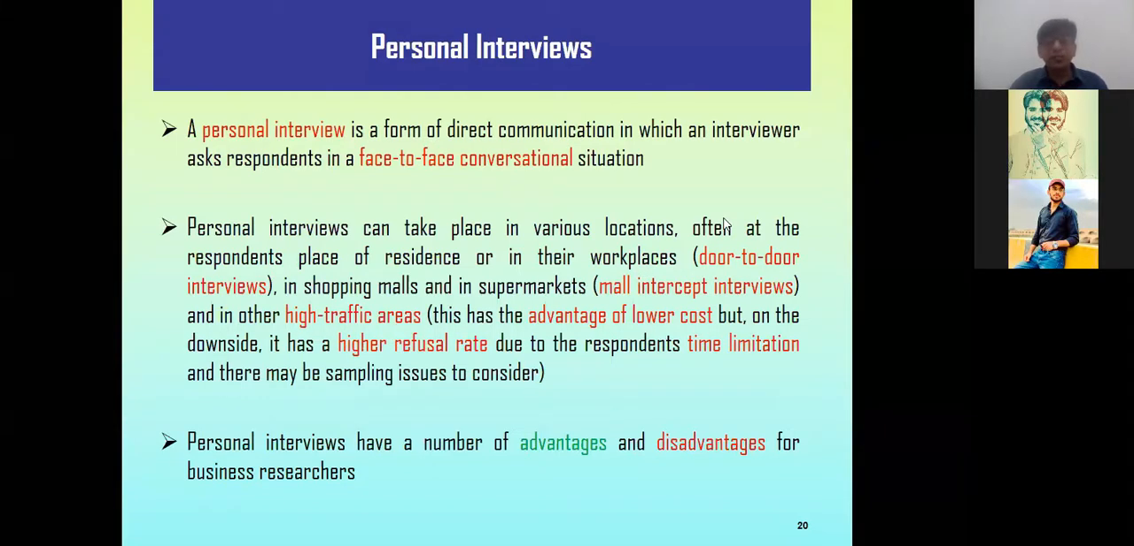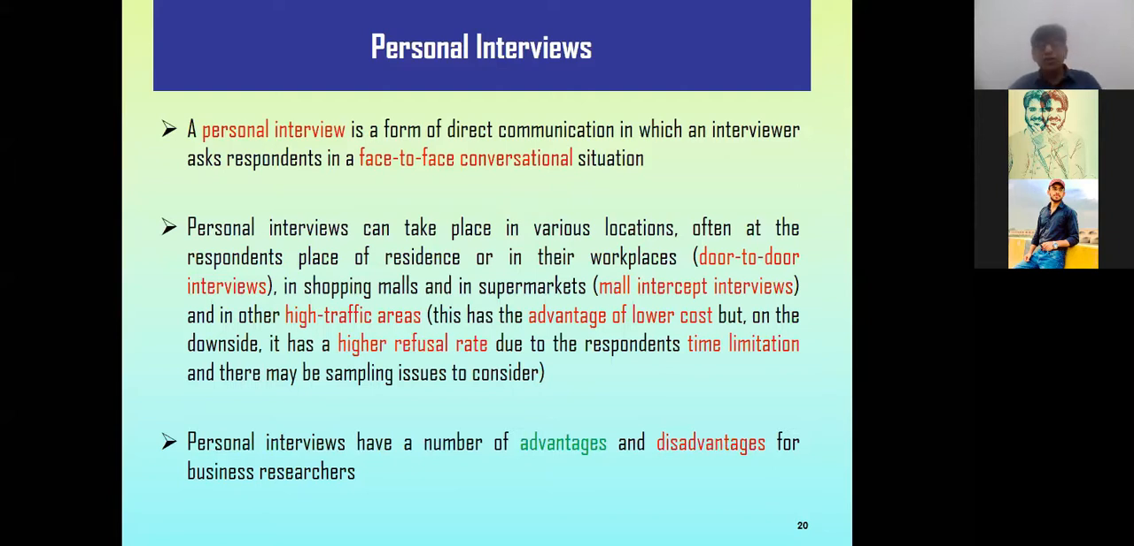There was some interruption because of the internet connectivity. So now there are three interview settings: door-to-door interviews, mall intercept interviews, and interviews in high traffic areas. These are some of the places from where you can conduct your interview.